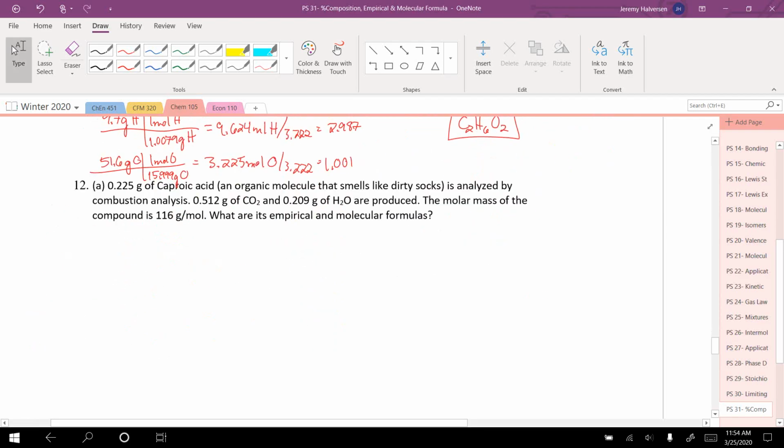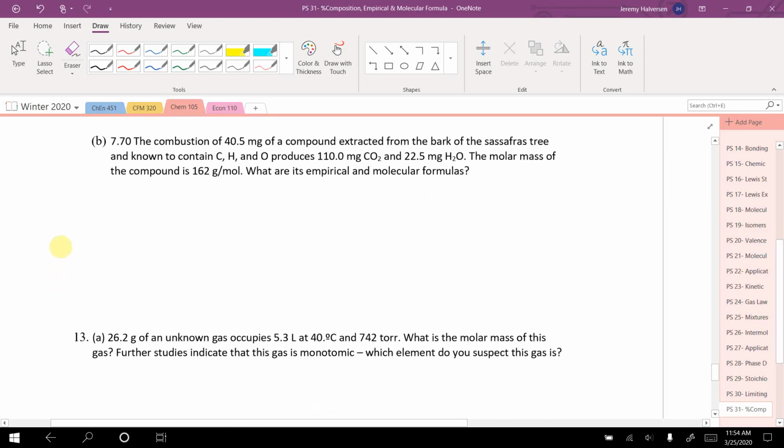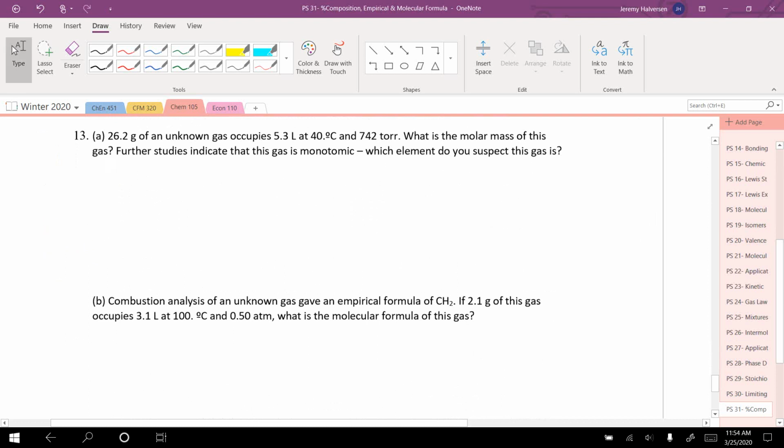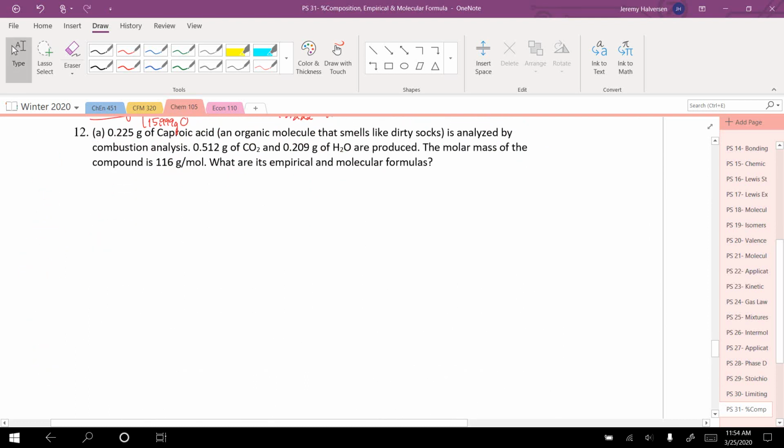All right, 0.225 grams of caproic acid. What do we have left here? 12 and B, and 13. Awesome. 0.225 grams of caproic acid is analyzed by combustion analysis. We get carbon dioxide and water. We have the molecular mass, so let's find the empirical and molecular formulas.